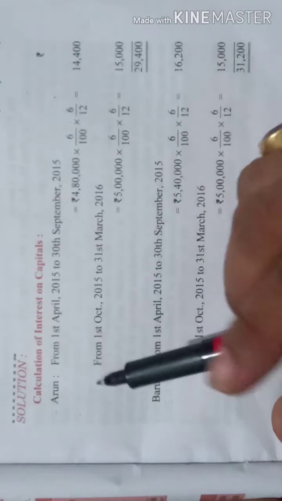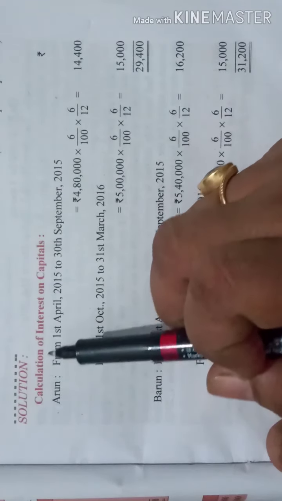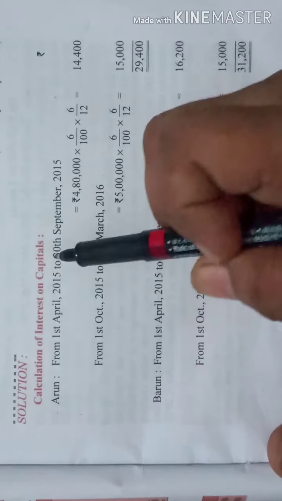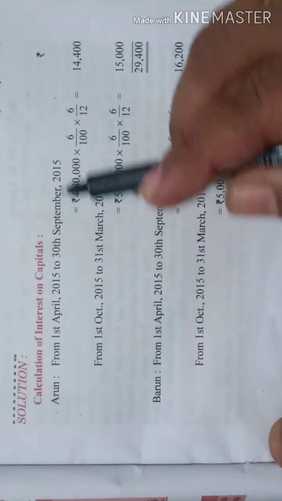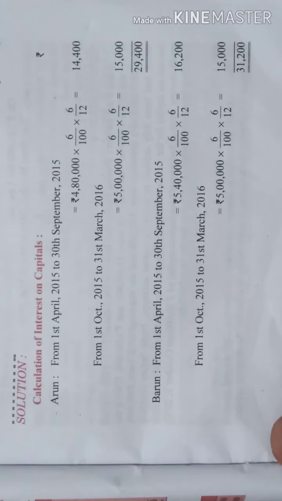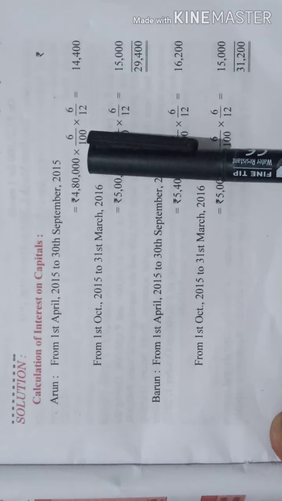Now let's check how we will solve this sum. We will do the calculation of interest on capital. From 1st April to 30th September, the new capital was introduced from 1st October, I hope you remember the question. So till 30th September the capital was 4,80,000. April, May, June, July, August, September comes to 6 months. So 4,80,000 was the capital.